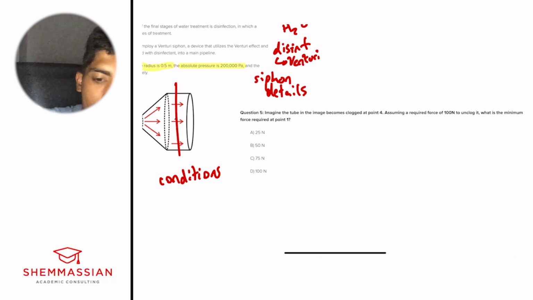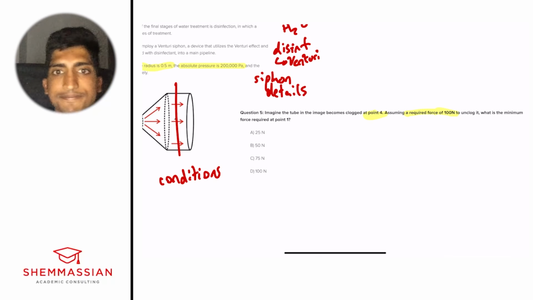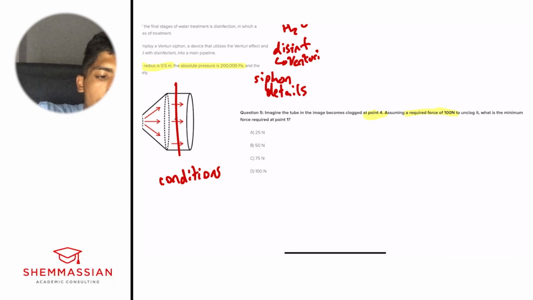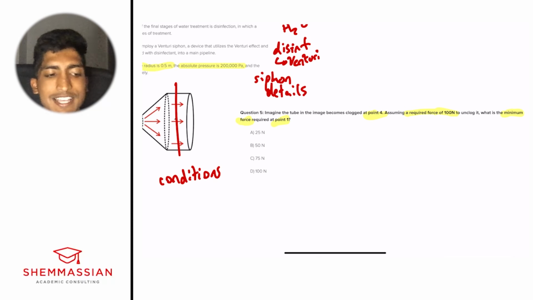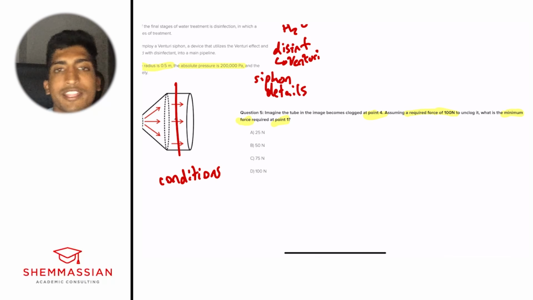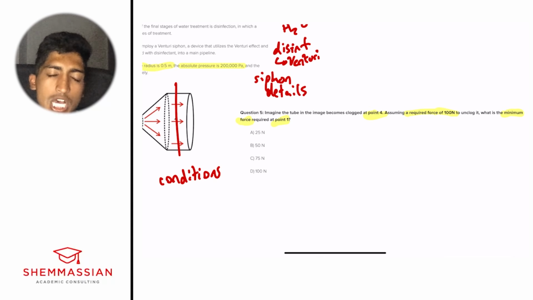If we're highlighting 100 newtons at point 4, right? And it's asking the minimum force required at point 1. And so this is a very, very tough question, right? It's asking us how we have this one force on one side, what's the force required at this other side? And it uses this idea called Pascal's law.